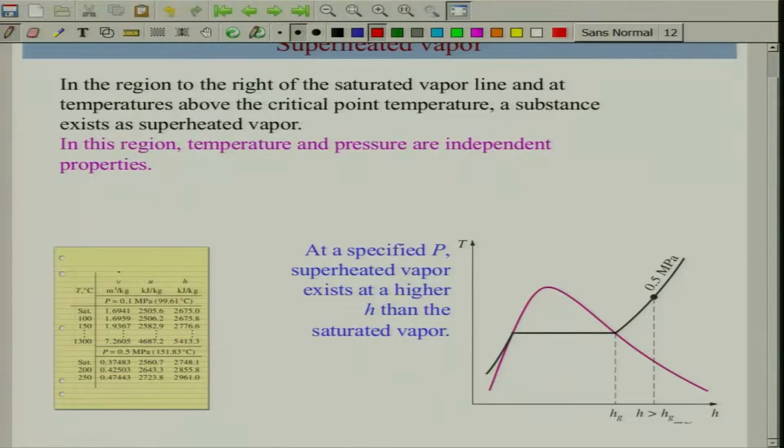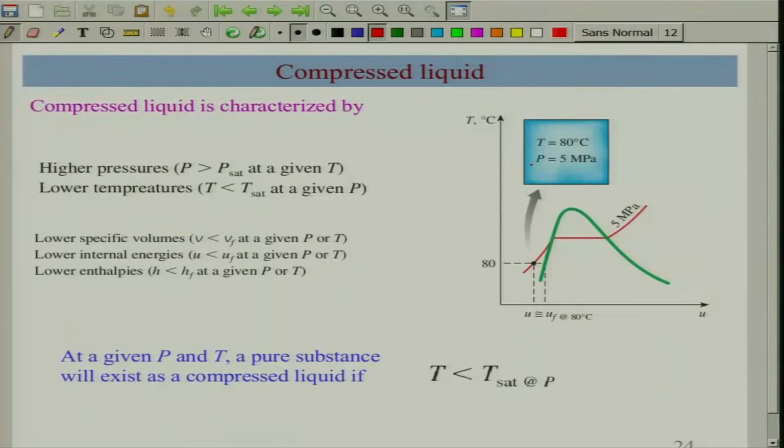The tables are given in terms of V, U, H. There is no saturation condition here, hence you will have only the specific volume, internal energy and enthalpy. So, note that in the case of a superheated vapor, this H is greater than the enthalpy of the gas. Similar to that we will also talk about the compressed liquid.